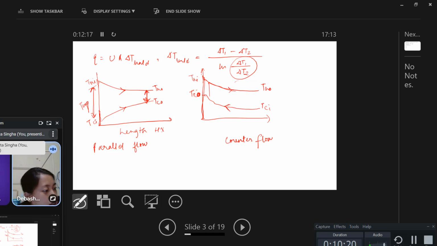So here delta T1 will be either this. If delta T1 is this, then delta T2 should be this. If delta T1 is this, then delta T2 should be this. Either side works, but you have to consider only one side as delta T1 and just the opposite side as delta T2. Okay.